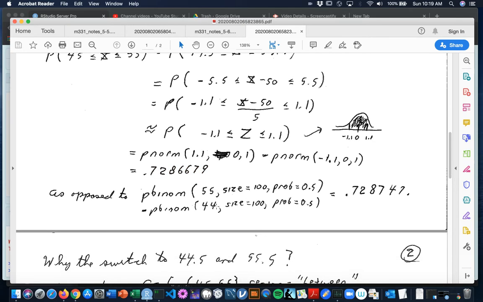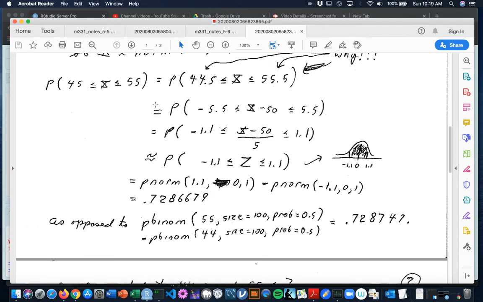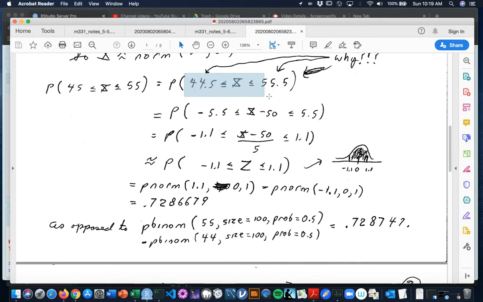Now, we know that we can get binomial probabilities more exactly by using pbinom. So I could do pbinom at 55, size is 100, prob is 0.5, minus pbinom 44, because I want the chance of 55 or less minus the chance of 44 or less, so that way I can include the 45. And I come up with almost the same thing. I mean, they differ in the 4th decimal place. So this approximation is really great. But what made it great was that little funny move.